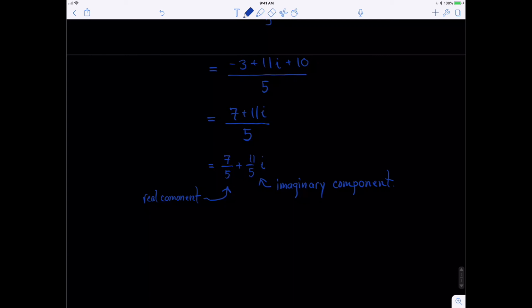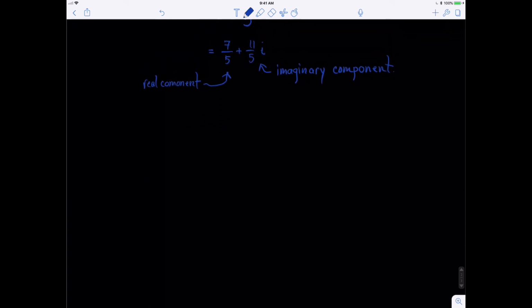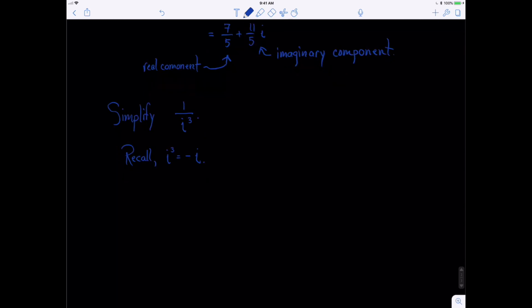Okay, one more example here is this. Let's try this. We're going to simplify, and in this case, it's a division problem. Simplify 1 over i cubed. So 1 over i cubed. Okay, well, let's do this. First, before we even get started, let's just recall right off the bat. Recall i cubed is the same as negative i.